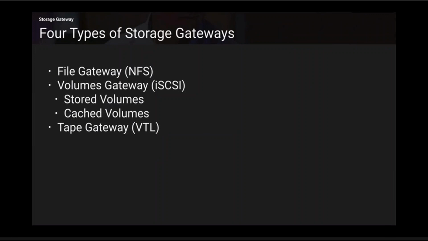Basically, we have three different types of gateways. One of them is file gateway, second is volumes gateway, third is tape gateway. Bhavan, it's Ganesh here. Yeah, Ganesh. Will the storage gateway be a physical device or software? Software appliance, software. Okay.